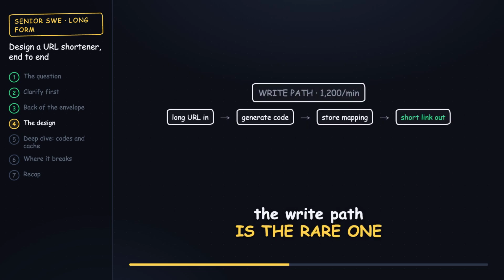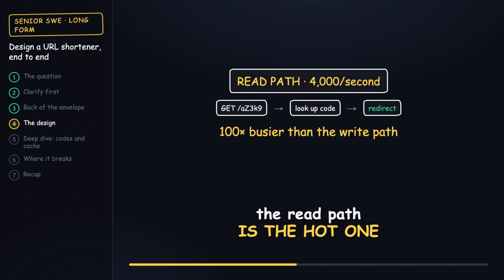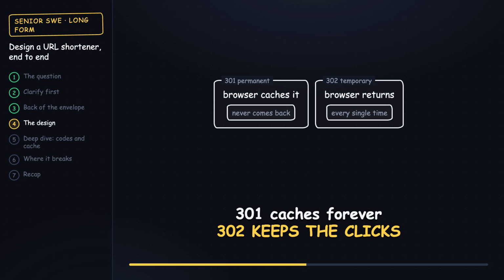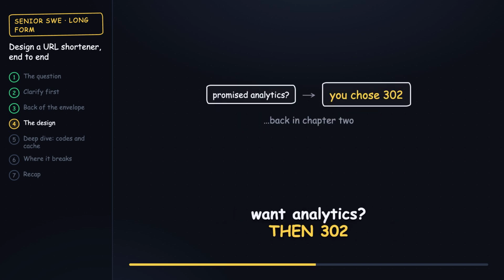On the write path, a request arrives with a long URL. The service generates a short code, stores the mapping, and hands the short link back. On the read path, somebody hits the short link, we look up the code, and we return a redirect, and this path is 100 times busier than the other one. Which redirect matters more than people expect, because a permanent 301 gets cached by the browser and never comes back, while a temporary 302 returns every time. So if you promised click analytics in the requirements, you have already committed to the temporary redirect. And that is a nice moment to connect back to chapter 2.